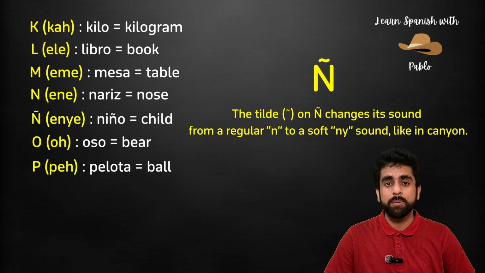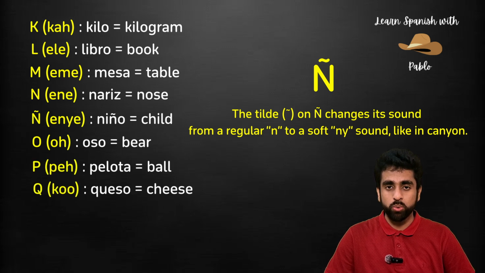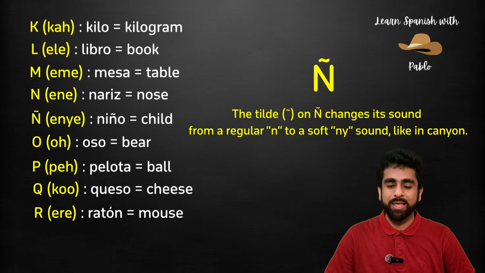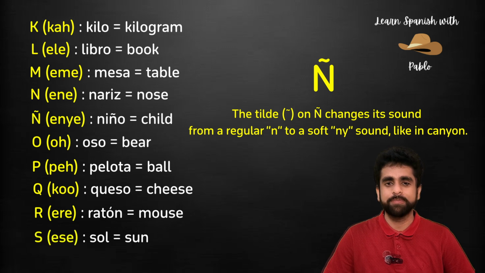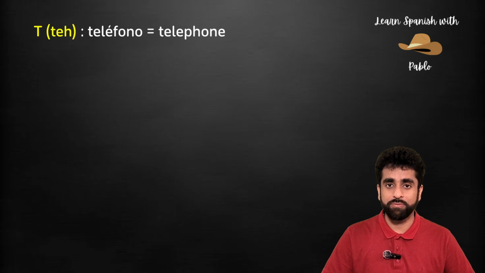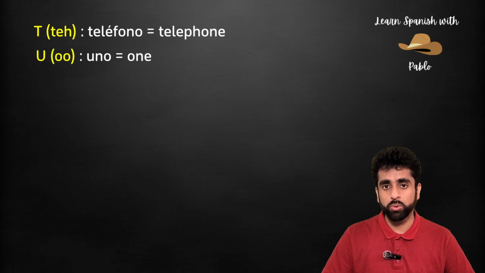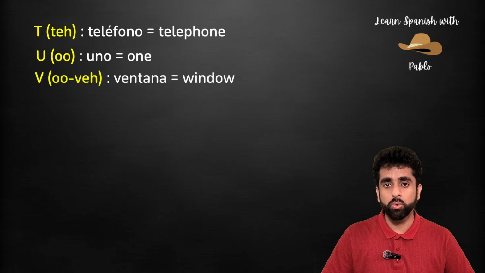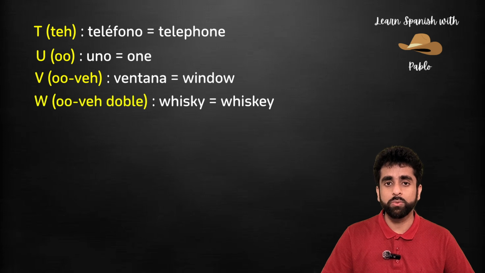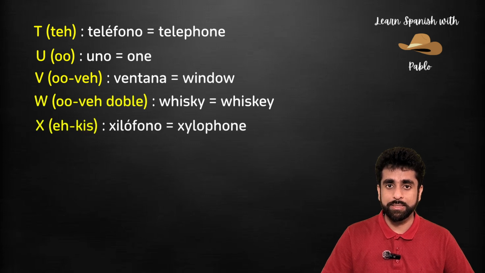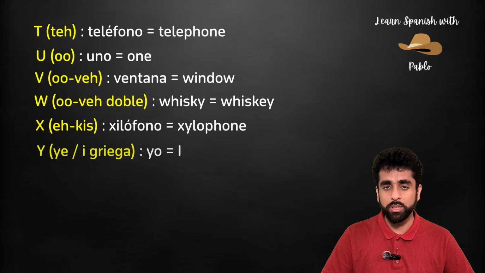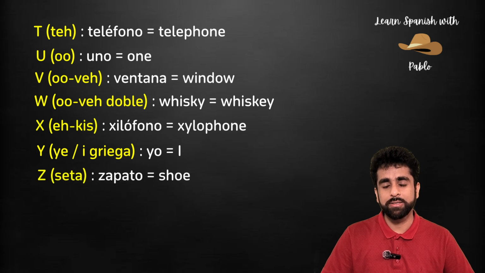P, pelota. Q, queso. R, ratón. S, sol. T, teléfono. U, uno. V, ventana. W, whisky. X, xilófono. Y, yo. Z, zapato.